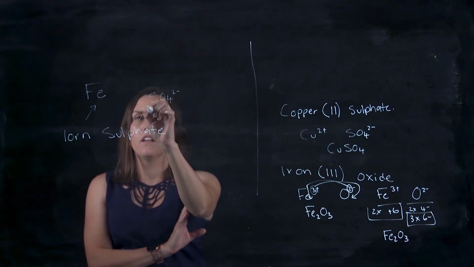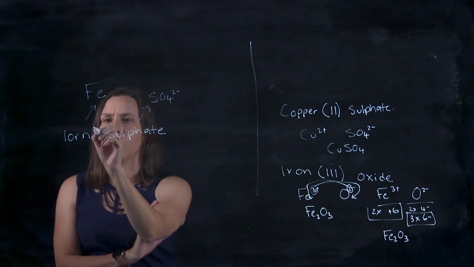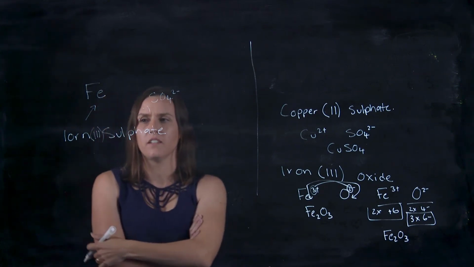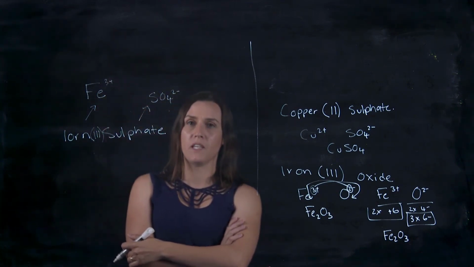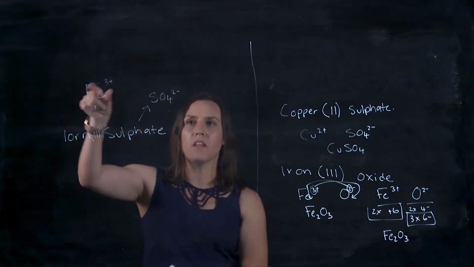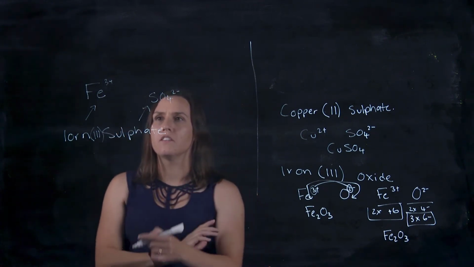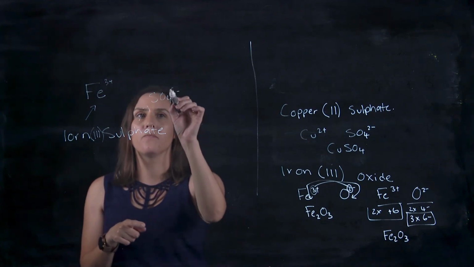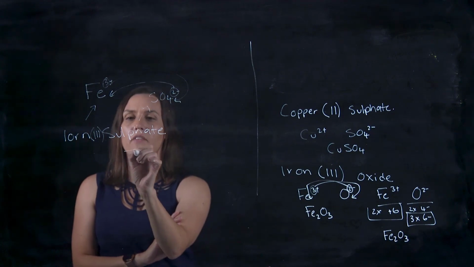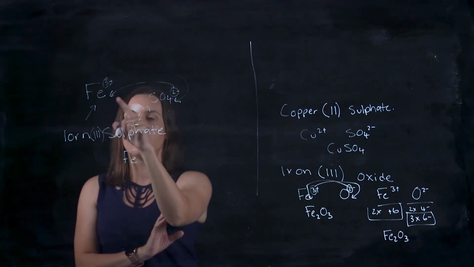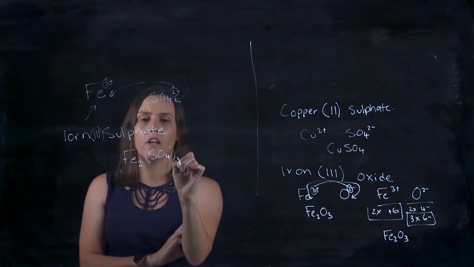Now, how do I put these together? I need to know more information. Let's make this iron(III) sulfate. So I know that's 3+ now. Now I can do something. I've got iron 3+, SO4 2-, and I want to put those two together. So I want to swap and drop, swap and drop. So I get Fe2, SO4, and I want to get a 3.